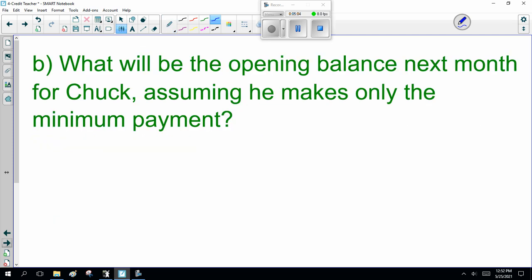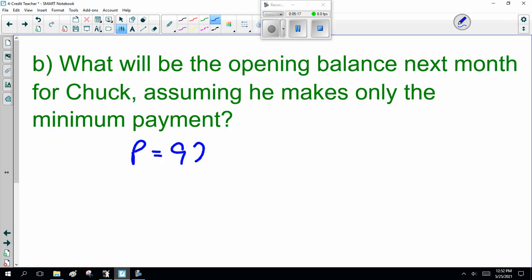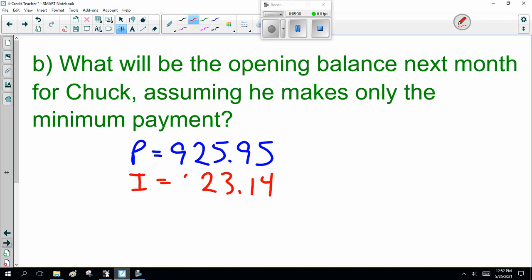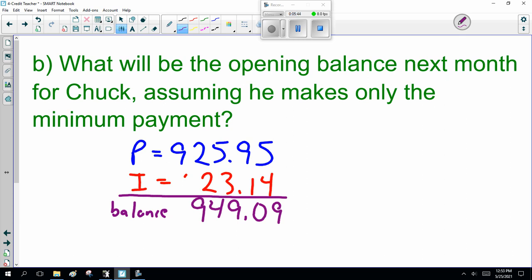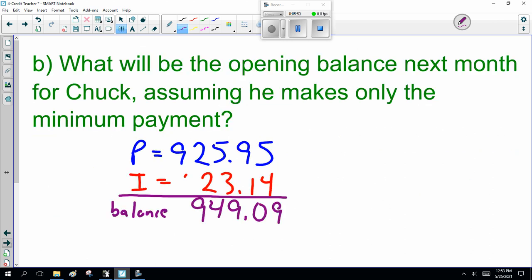Now, next question. What will be the opening balance next month for Chuck, assuming he makes only the minimum payment? Well, as we just said, it is $925.95. The interest he was charged was $23.14. So his new balance is $949.09. And notice he started with $944 originally. So with the minimum payment, he ends up owing more money. This adds up. Notice the new balance: you end up owing more and more money.